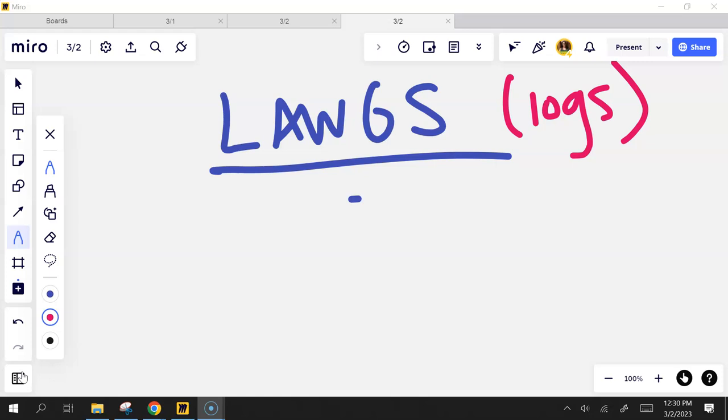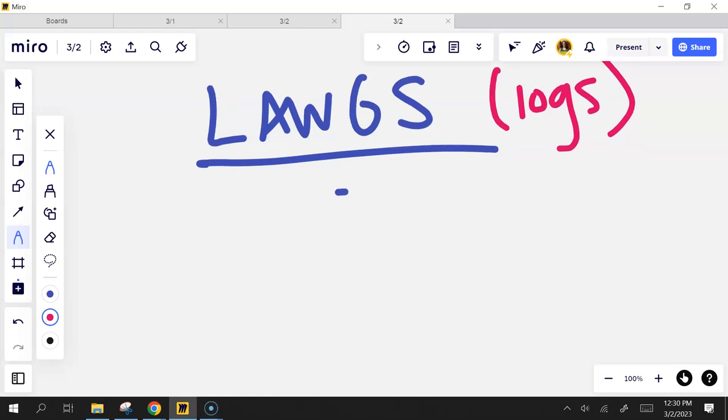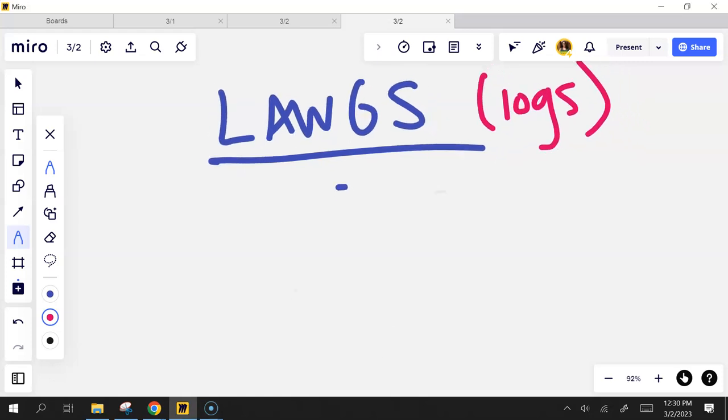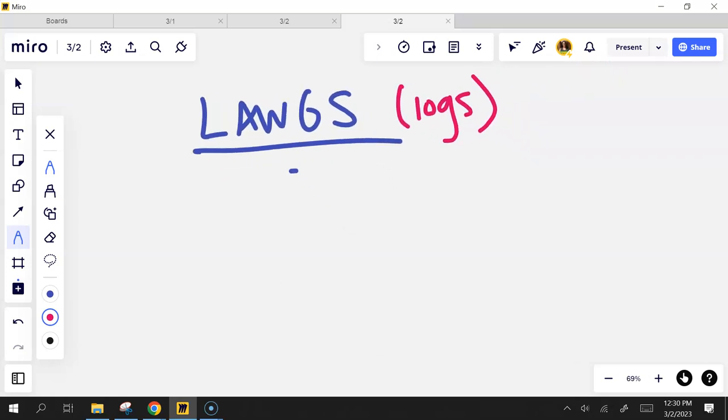All right, so here we go. What is a log? A logarithmic function, yes. Logs are exponents. That's exactly right. Logs are exponents. So I can write in logarithmic form or I can write in exponential form. So this is logarithmic form here.